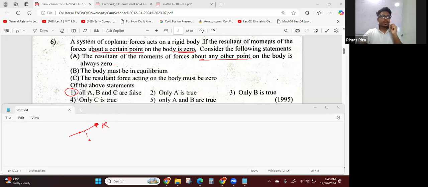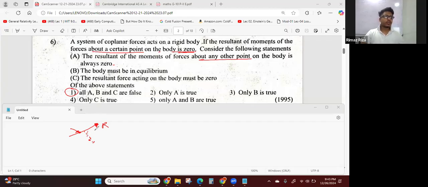If the moment is zero about a certain point, it doesn't mean it's in equilibrium, because that certain point could be somewhere on the line of action of the resultant. If that certain point is on the line of action of the resultant, then the moment is zero. But if you take any other point, the moment is not zero.